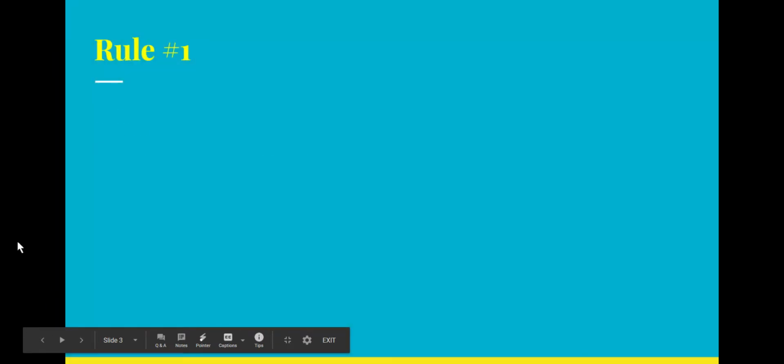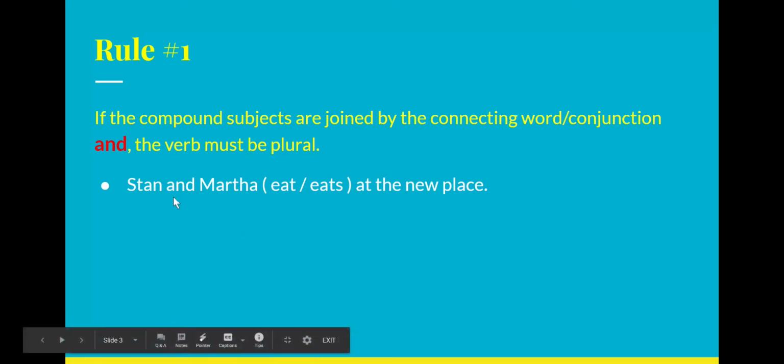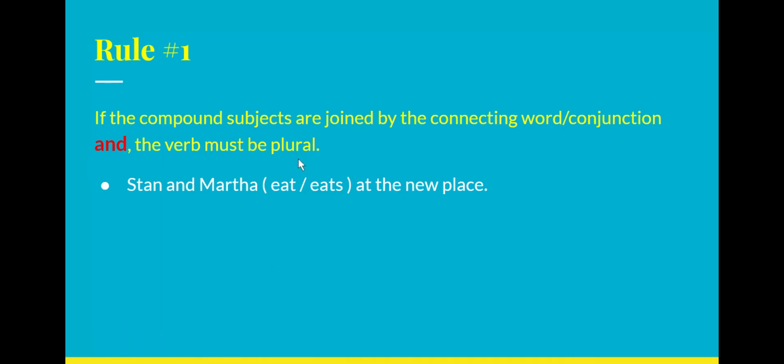So rule number 1, if the compound subjects are joined by the connecting word or conjunction word and, the verb must be plural. So here's an example of that. Stan and Martha eat or eats at the new place. So for this example, I'm talking about both Stan and Martha. That's my compound subject. I'm talking about two people, so it's plural, which means I need a plural verb, eat.